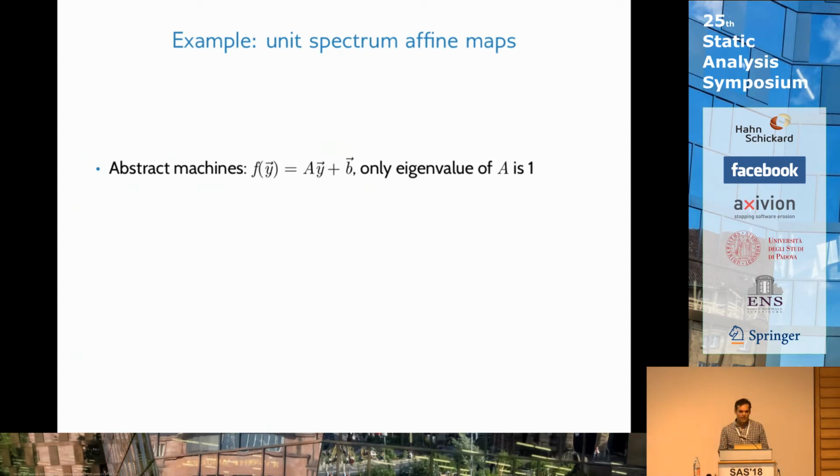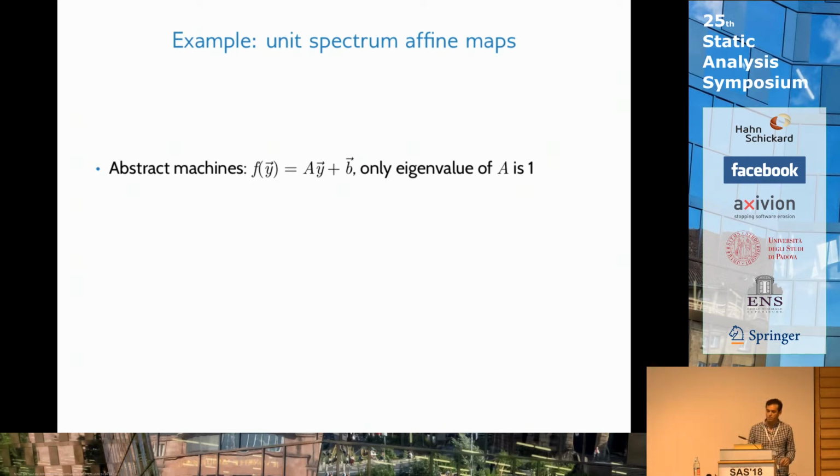All right, getting a little more complicated and also a little more hand-wavy. Let's take a class of abstract machines to be affine transformations where the only eigenvalue of the transformation matrix is 1. The reason that we care about this spectral assumption is because affine transformations are not that well understood. They're complicated. In particular, many of the decision problems surrounding affine transformations are not known to be decidable, in particular Skolem's problem.